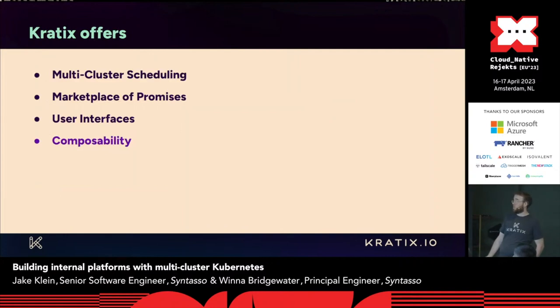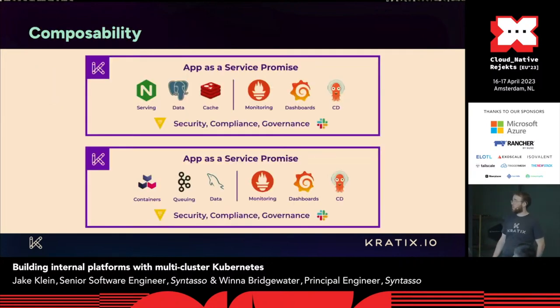And lastly, I want to talk about composability again. Like Winner mentioned, when we take this bigger app-as-a-service promise, these are all individual promises underneath it, and we could see that in the demo that she did. But different teams may have different requirements. I can imagine a world in which all the teams need CI/CD and dashboards, and they all want to make sure they're using Vault and doing all the things their business needs. But they might have different requirements for databases, or for serving, or for caches.